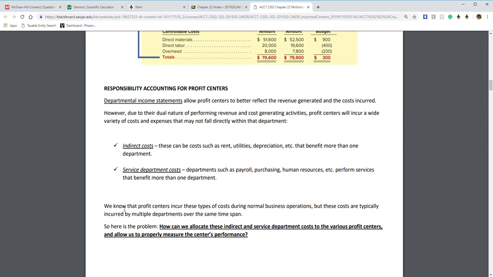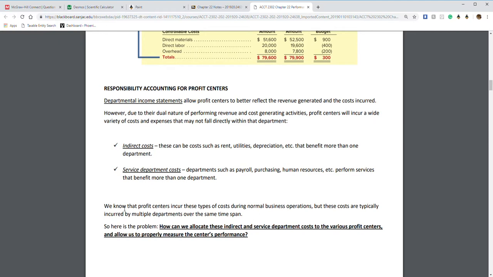And there's two things we're going to allocate. One is going to be indirect costs. And these are costs, of course, such as rent, utilities, depreciation, and they benefit more than one department. Then we're going to also allocate service department costs. And these departments are basically payroll, purchasing, human resources, HR, etc. that perform services, again, that benefit more than one department.